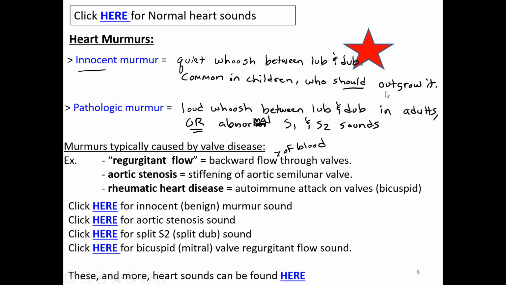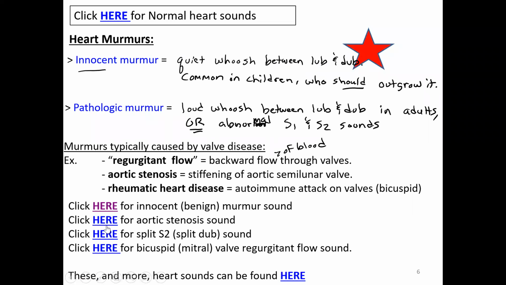Okay. So let's see what an innocent murmur sounds like. Let's see how our sound is for this. The second sound is the dub. The lub sounds muffled, like whoosh, lub, whoosh, dub, whoosh, dub. After those first S1 sounds, there's a little bit of sound after that. That whoosh you're hearing, that's an innocent murmur.